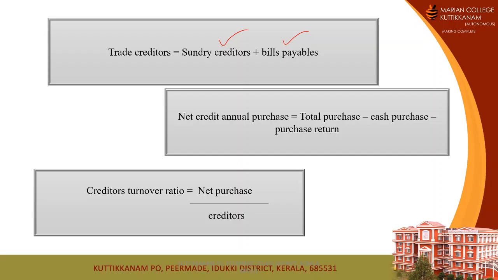Then how can we calculate net credit annual purchase? When we deduct cash purchase and purchase return from the total purchase, we will get the figure of net credit annual purchase. Suppose information about credit purchase is not available, then the figure of total purchase will be taken as numerator, and if opening and closing balance of creditors are not known, then the balance of creditors given will be taken as the denominator.